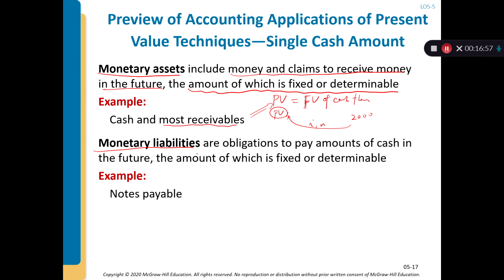Similarly, if you have a monetary liability, that means you have an obligation to pay an amount of cash in the future, the amount of which is fixed and determined. So that means you also need to find the present value of your liability. It depends on how much the future value is going to be, and also what your discounting rate is in terms of the period and the return rate.